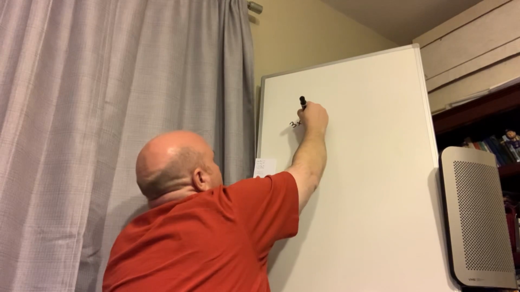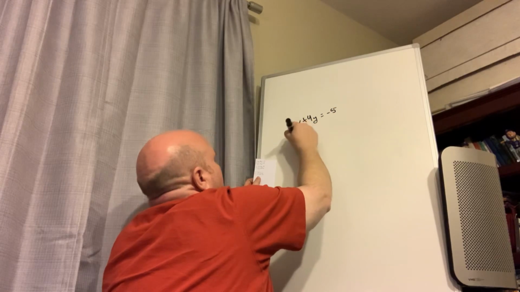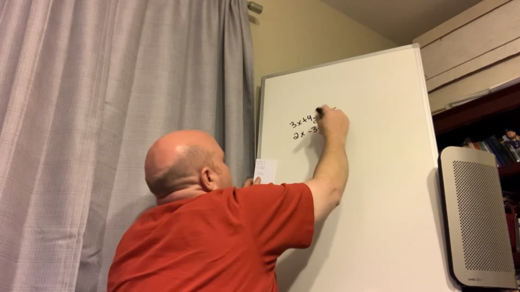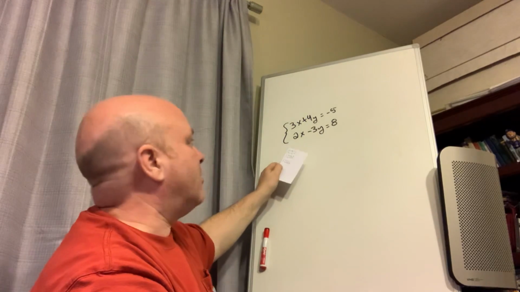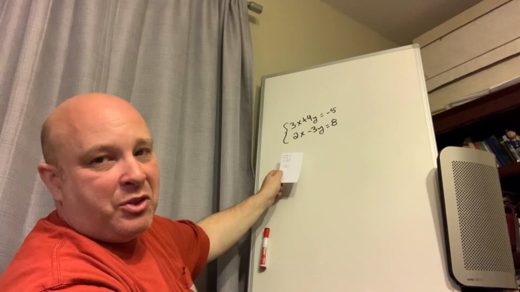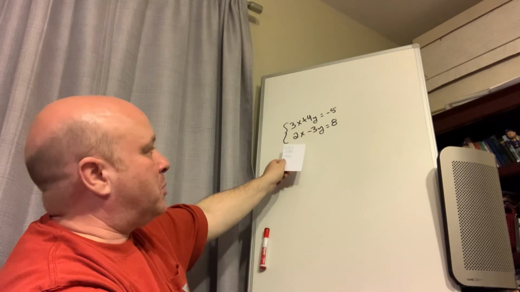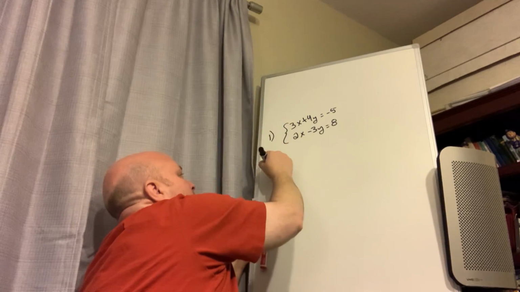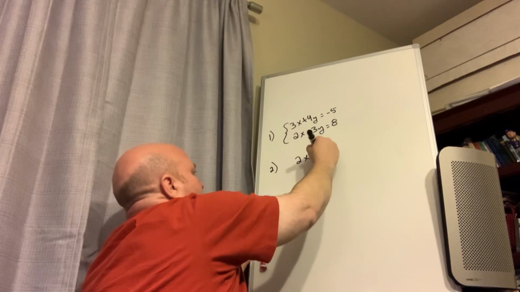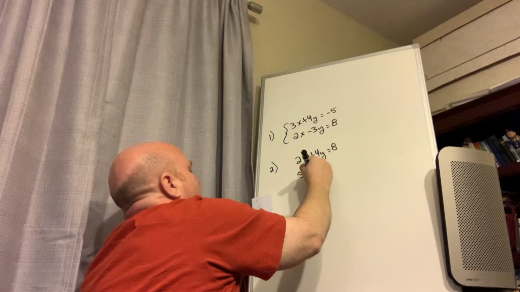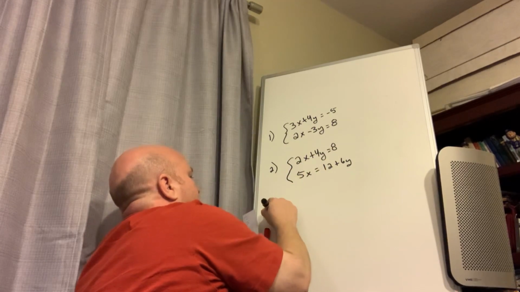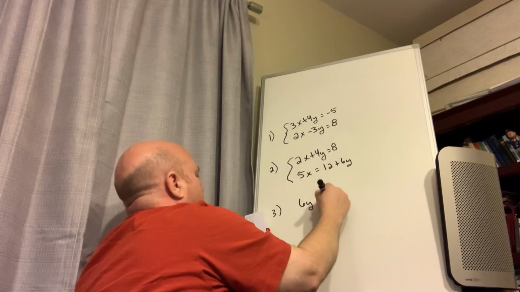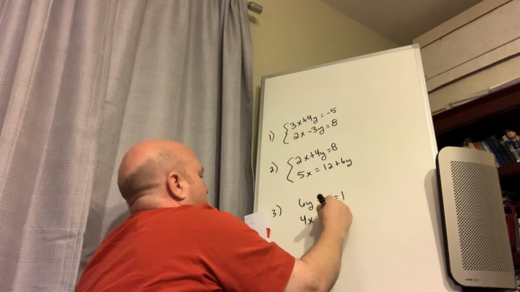Okay, so here we go. Here are today's problems. All right, so the first one, I'm going to read it out for you in case you're having trouble. 3x plus 4y equals negative 5. The related equation is 2x minus 3y equals 8, and we're going to call this one number 1. Number 2, 2x plus 4y equals 8, 5x equals 12 plus 6y. Number 3, 6y plus x equals 1, 4x plus 18 equals 9y.